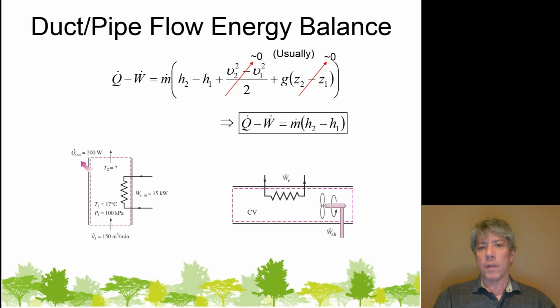Duct and pipe flow also commonly neglect any kinetic and potential energy changes, and so we end up with an equation that relates heat transfer rate into or out of the ductwork, power going in, so a fan or something moving the air around, or a pump pushing something through the duct, and then the enthalpy changes of the flowing fluid. Now there's several different types like this.